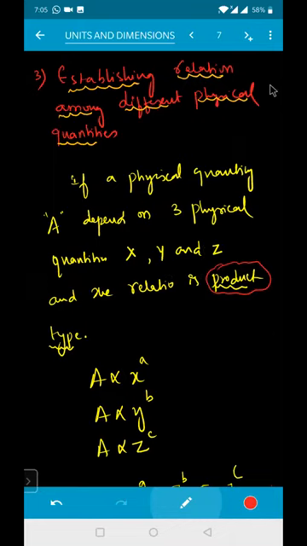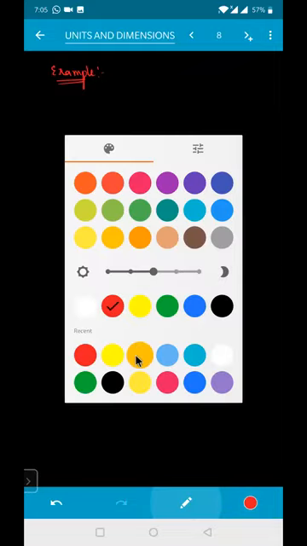Let me give you one example. You know the simple pendulum relation? What is the simple pendulum formula? The time period of a simple pendulum, T, is equal to 2 pi under root of L by g. And for the spring, T is equal to 2 pi under root of m by k.